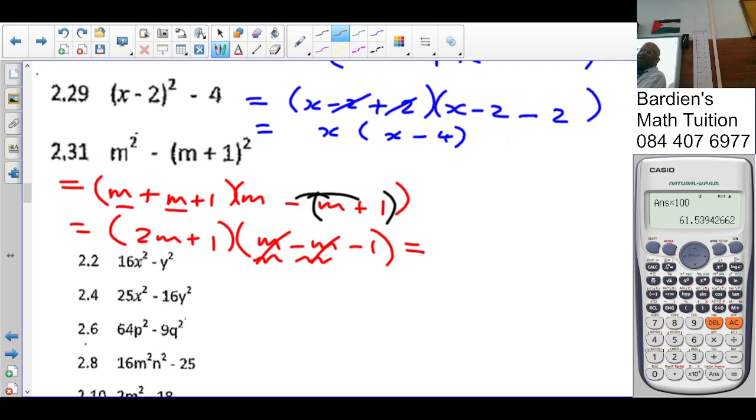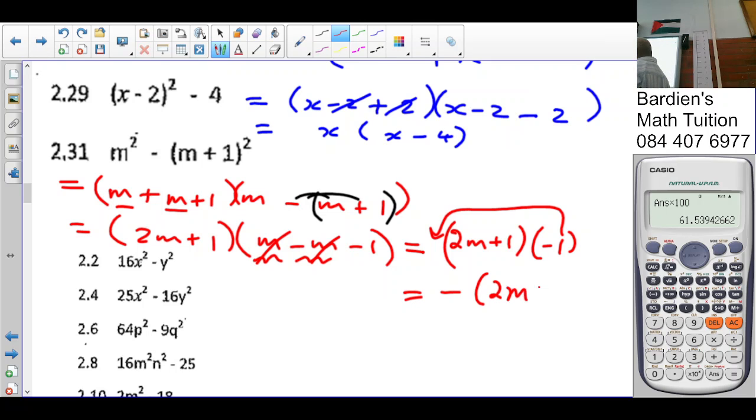Do we ever write the one term inside the bracket? No, so we write it in front now. So here you're going to have 2m plus 1 times negative 1. Remember that now goes in front there. So it's negative 1 into 2m plus 1. Yes.